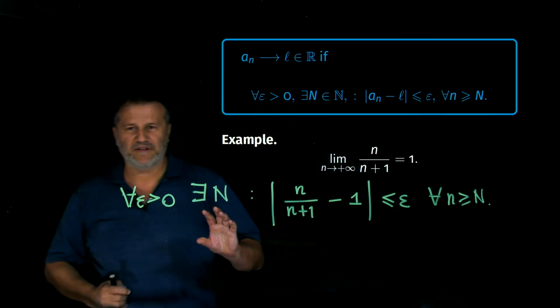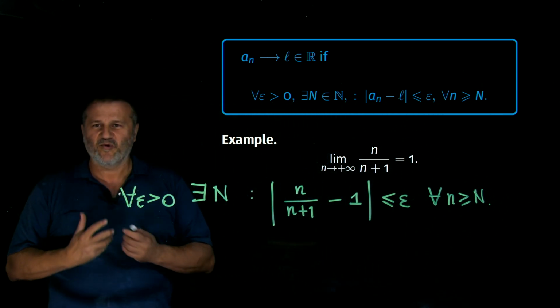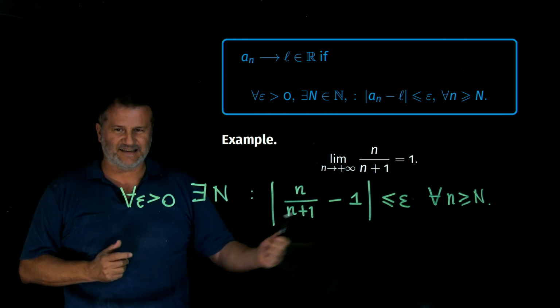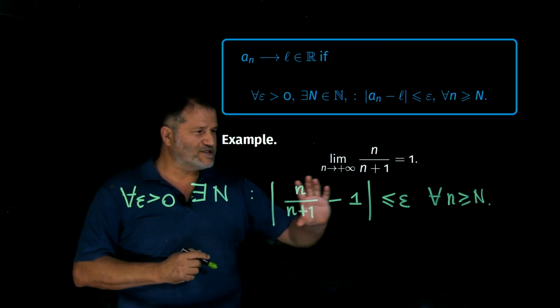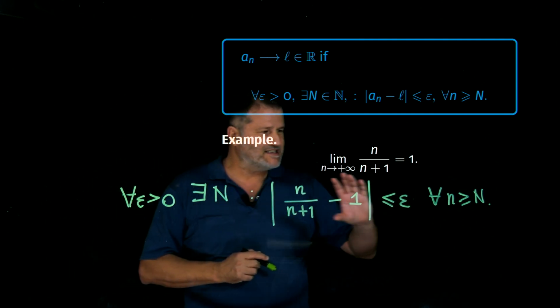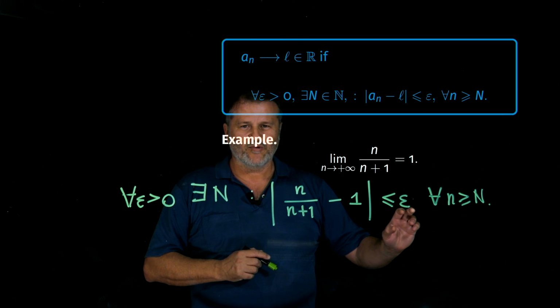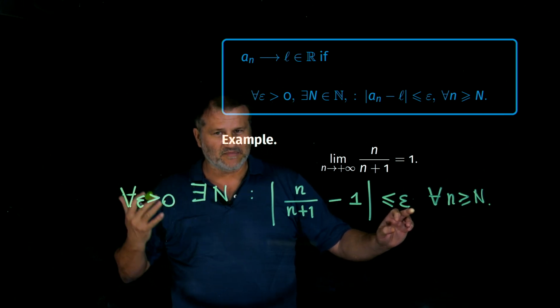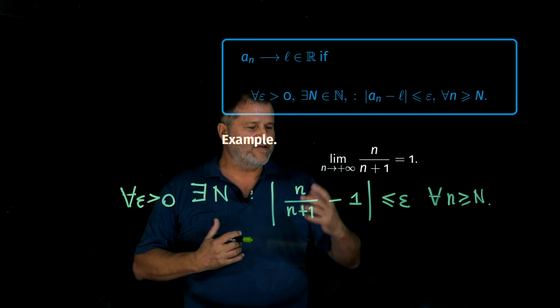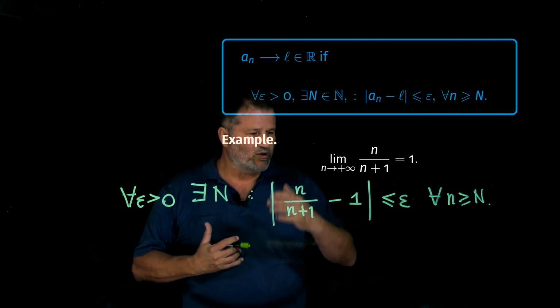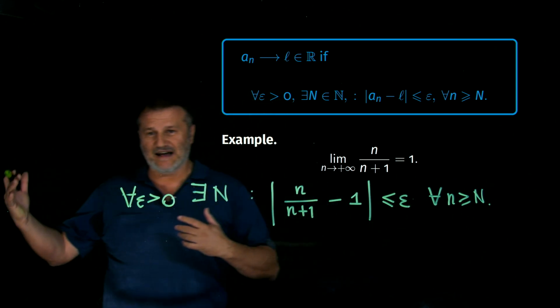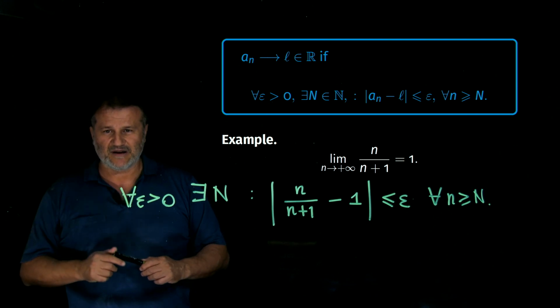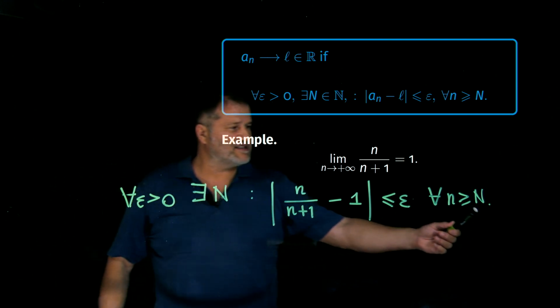Now, this is the property written, and the question is, what have we to do to verify this? Well, if we focus on this part of the property, we can see that this is an inequality where epsilon is fixed, taken arbitrarily positive but fixed. And we have to say that this inequality is verified for every n larger than a certain capital N. So we have to determine this capital N.